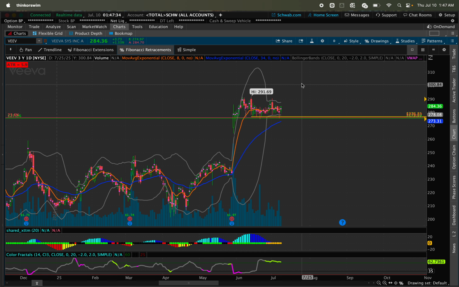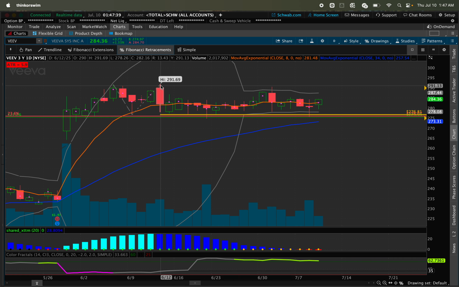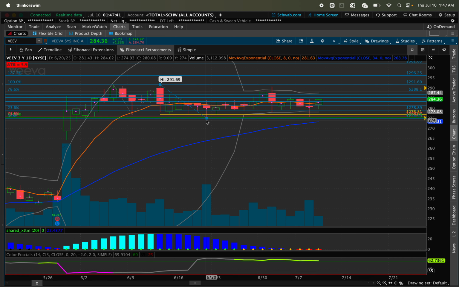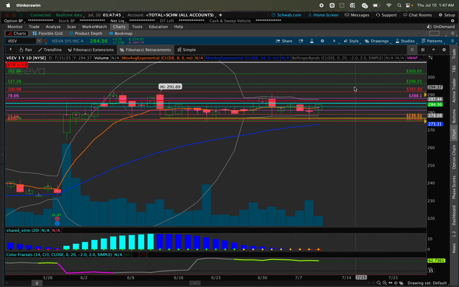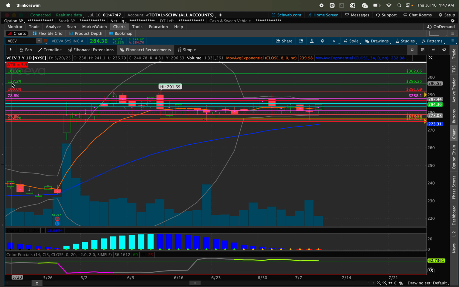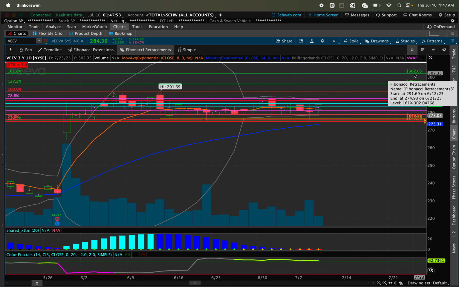And then I wanted to look for some targets. So again, I'll slap on a Fibonacci retracement and I'll use this high and come down to the low. All right. And then my targets are these upside targets, these green targets. The 1.272 or the 1.618 extension. All right. 296, 302.